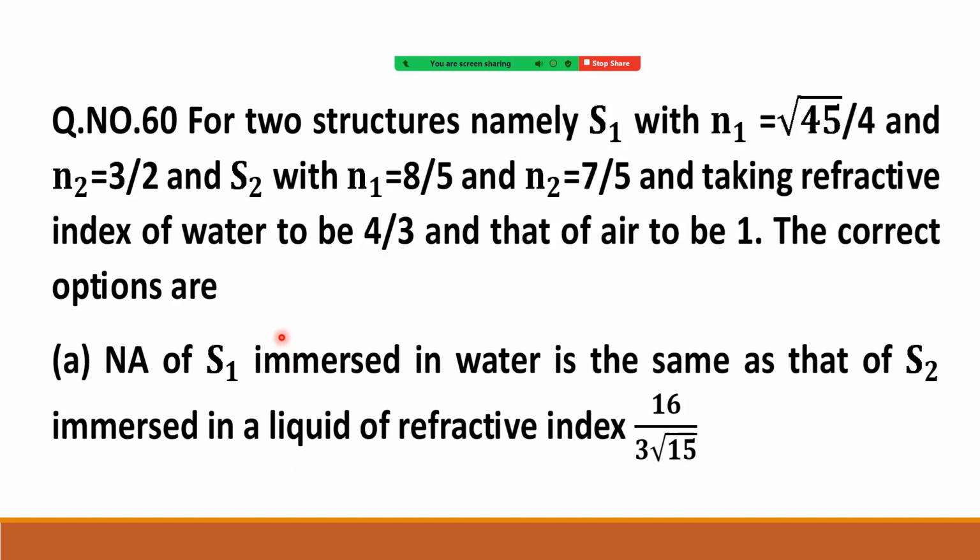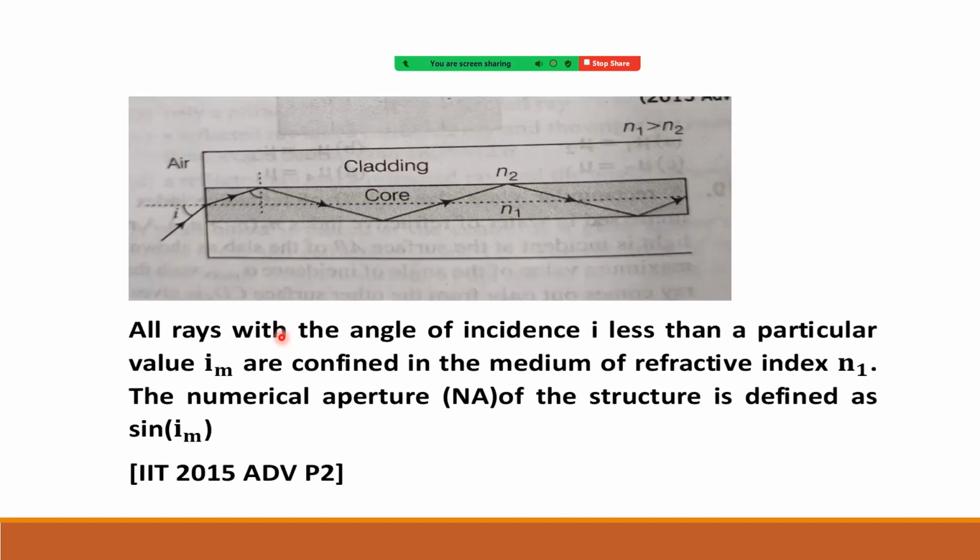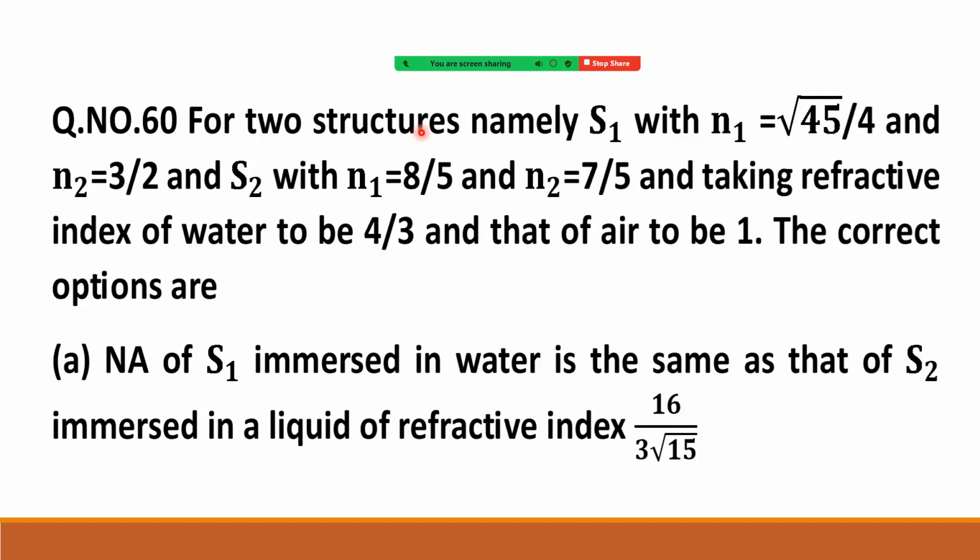Now see a question based on that. It is a paragraph question. For two structures, namely S1 and S2, for S1 the values N1 and N2 are given: the refractive index of core and the refractive index of cladding. S1 is one optical fiber and S2 is one more optical fiber. For the first optical fiber, N1 is the refractive index of core and N2 that of cladding. S2 is the second optical fiber, where N1 is the refractive index of core and N2 is that of cladding. Taking the refractive index of water to be 4/3 and that of air to be 1, we have to choose the correct options.